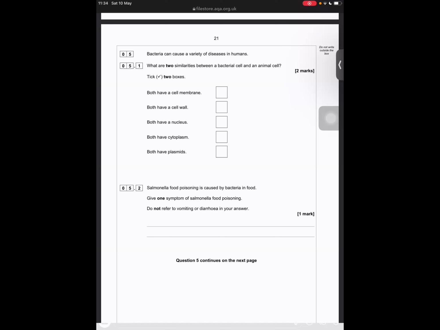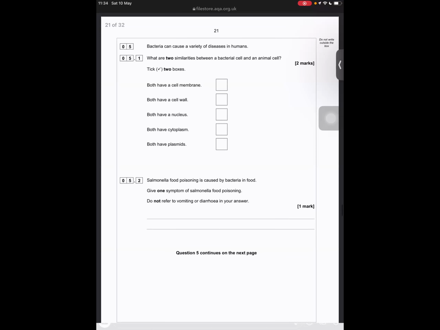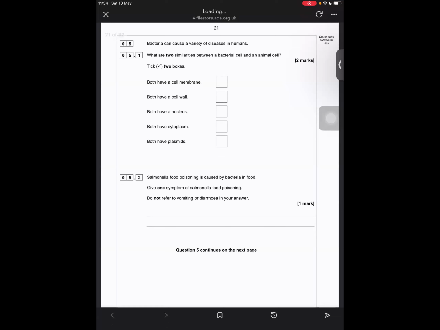Okay, so I think I'll go with the first one. Both have a cell membrane. But let's see what the second one should be. Okay, cell membrane, not cell wall. So I'll go with both have a cell membrane and both have cytoplasm. Those are the two things I want to show in cells. The cytoplasm is for the other things inside the cell to exist and function. So yes, I'll go with those two.